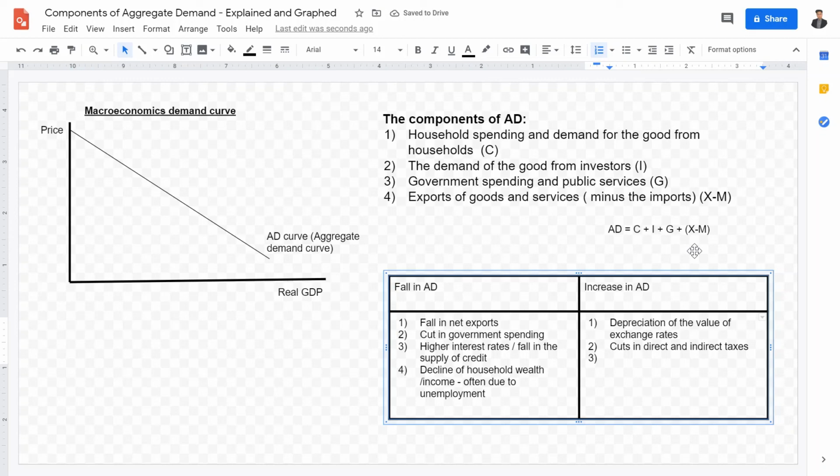A third reason why aggregate demand may increase is increases in the level of house prices and share prices. Now that's not really important. I'm just going to skip through it.